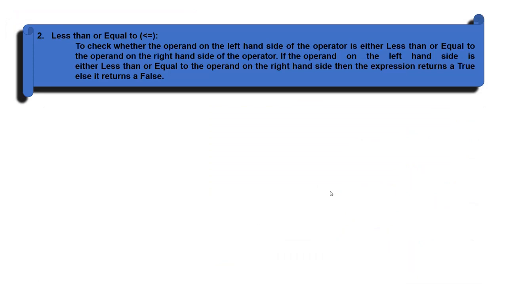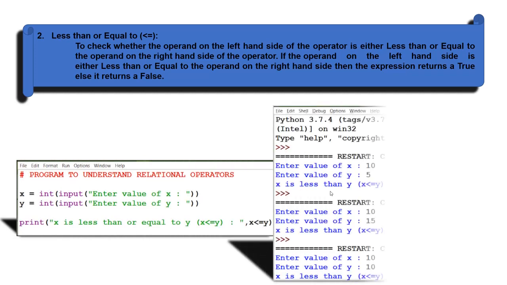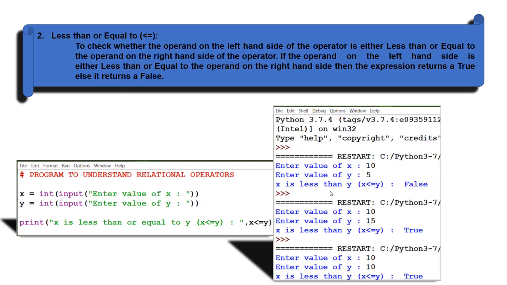Less than or equal to operator. The less than or equal to operator checks whether the operand on the left hand side of the operator is either less than or equal to the operand present on the right hand side of the operator. If the operand on the left hand side is either less than or equal to the operand on the right hand side, then the expression returns a true. Otherwise it will return a false. So in this example, again we are entering values for x and y. In the first case, x is 10, y is 5.